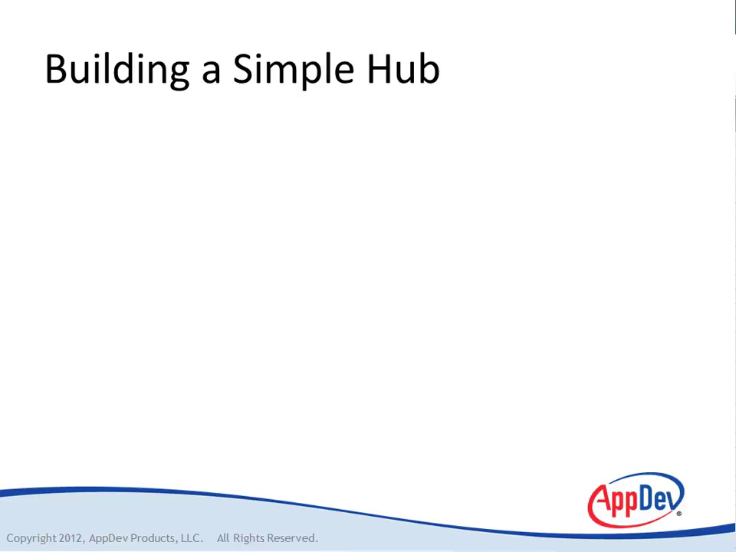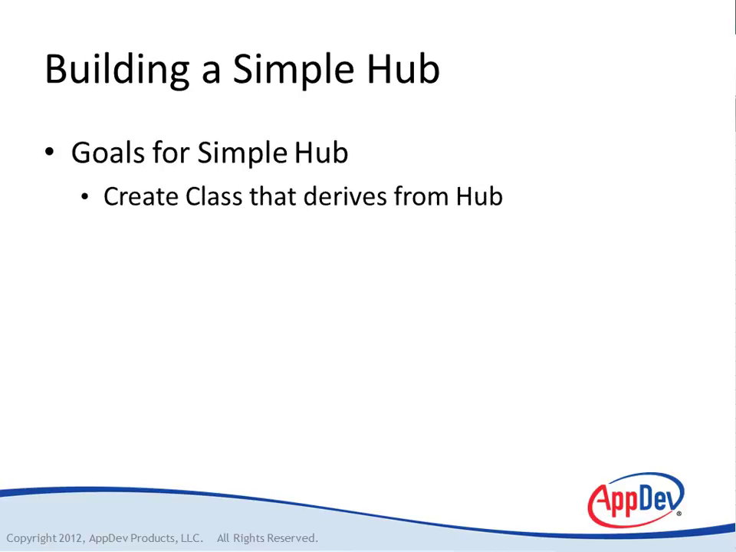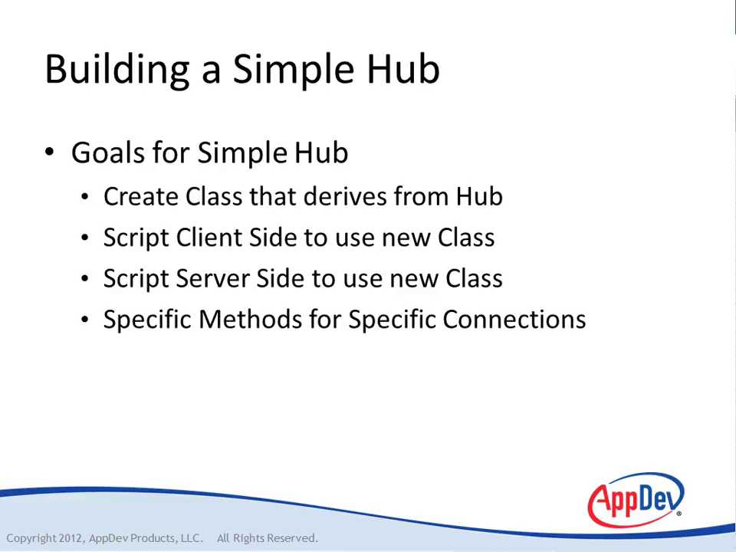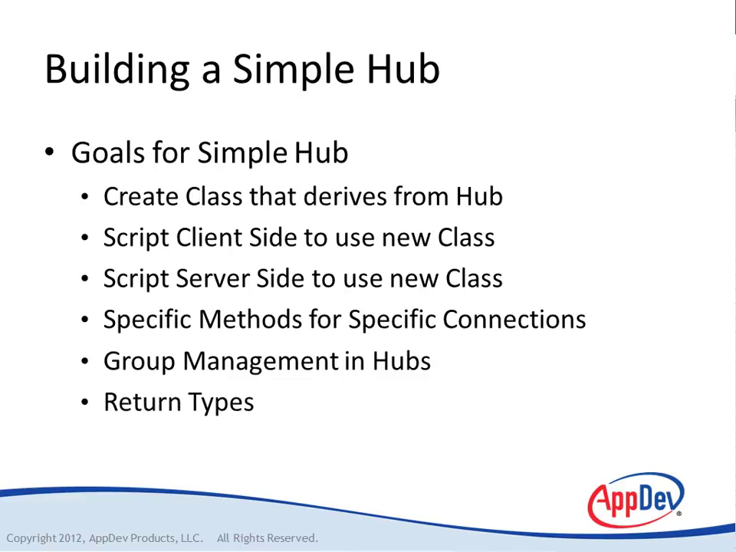So the goals for this section are going to be for building a simple hub. One of the things we're going to do is create a class that derives from a hub. Then we're also going to script a client side to use this new class. Then we're going to script the server side to also use the new class. We're going to have specific methods for specific connections. Define group management in our hubs. We're going to have return types. And lastly, we're going to be detecting the connection status from our hub.